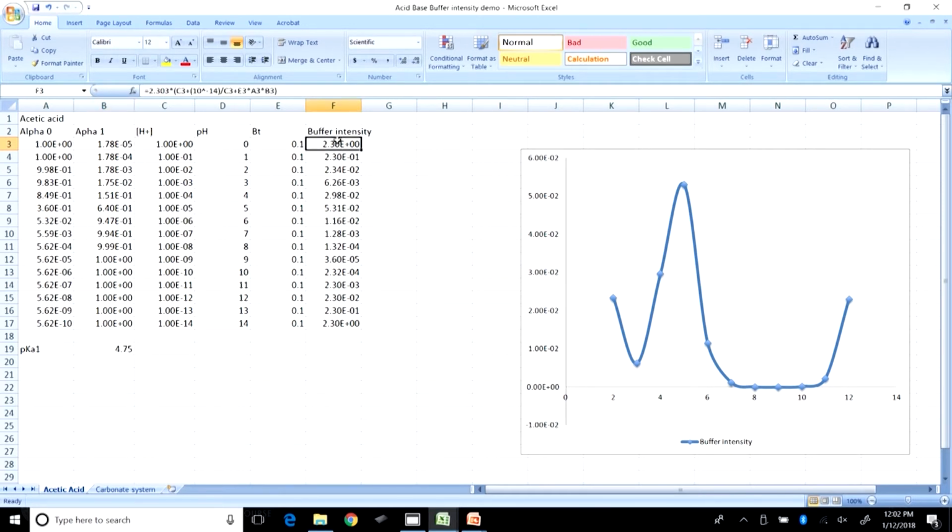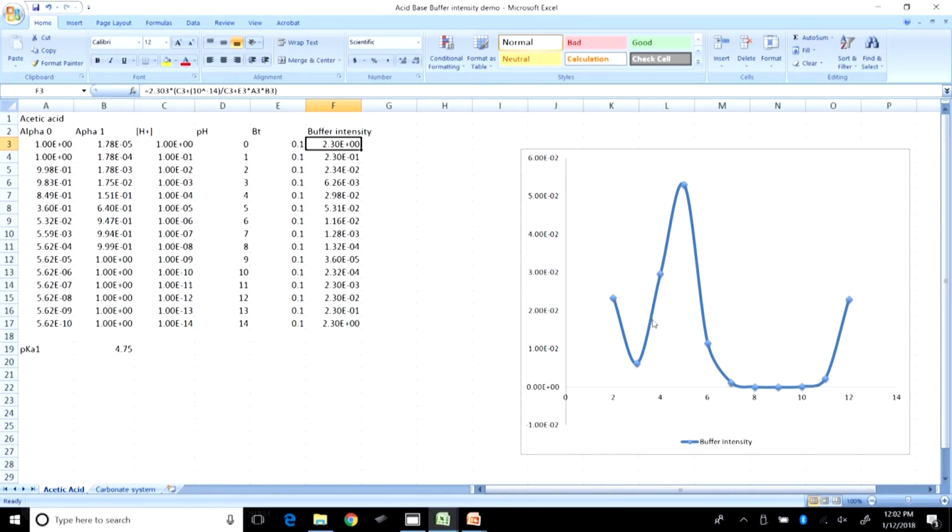Based on that, we calculate the buffer intensity here, and obviously it is varying. Here we have a graph where the y axis is buffer intensity and the x axis is the pH. For the graph, I only asked for it to show from pH 2 to pH 12.